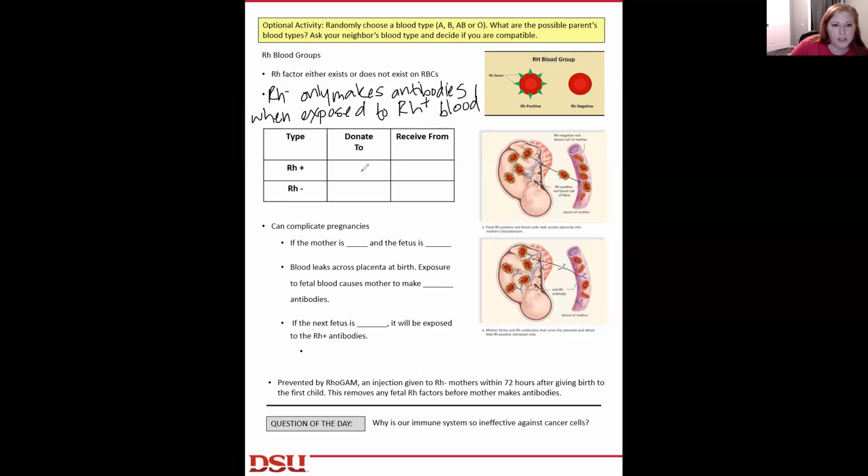Okay, so an RH positive person can donate to other people that are RH positive, but they can receive from either. Okay, RH negative person can donate to either, but can only get from negative.